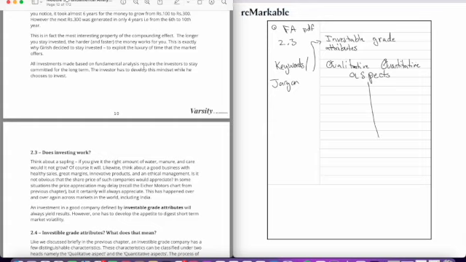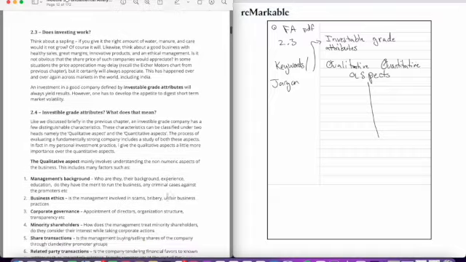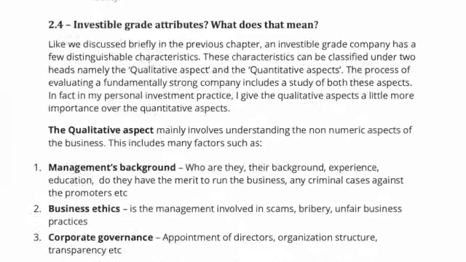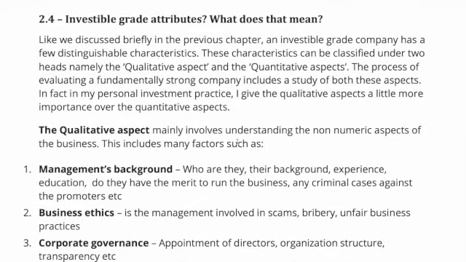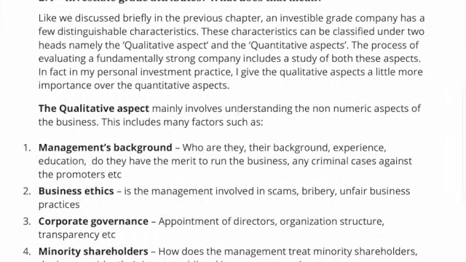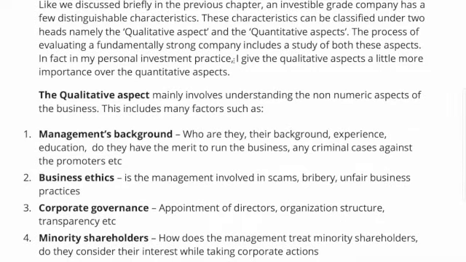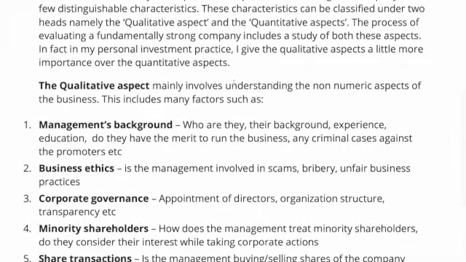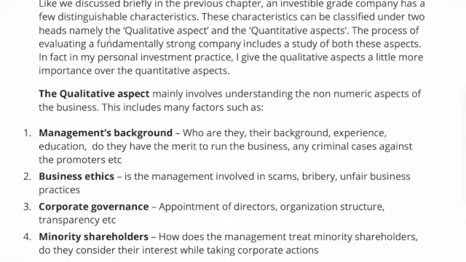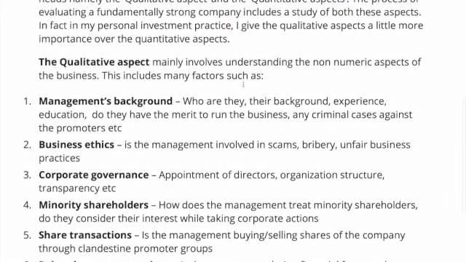Qualitative, quantitative aspects. And so let's get into it some more. We're going to evaluate fundamentally strong companies. So we're going to study the information provided by a company or provided by third-party sources to figure out which companies are strong, which companies are good.